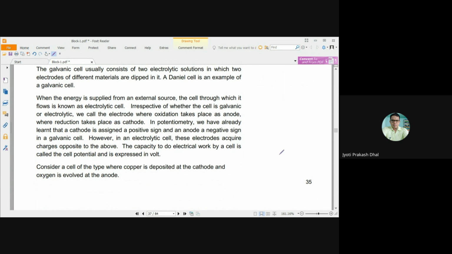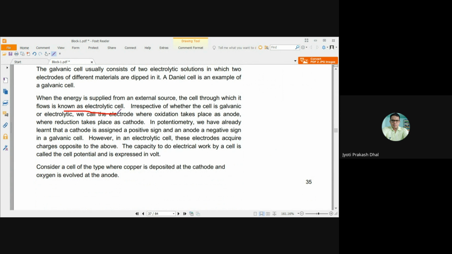When energy is supplied from an external source, the cell through which current flows is known as an electrolytic cell. That means when electrical energy is supplied from an external source, a chemical reaction takes place inside the cell, and that is called the electrolytic cell.